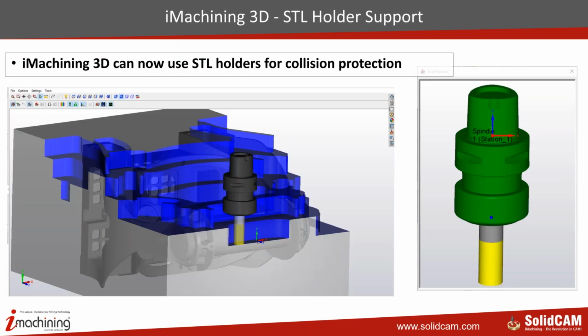And now we have started supporting STL holders for collision protection inside iMachining 3D. You can use an STL holder and define these STL holders for collision protection inside iMachining 3D. Now it is possible to use these STL holders and check for collision protection.